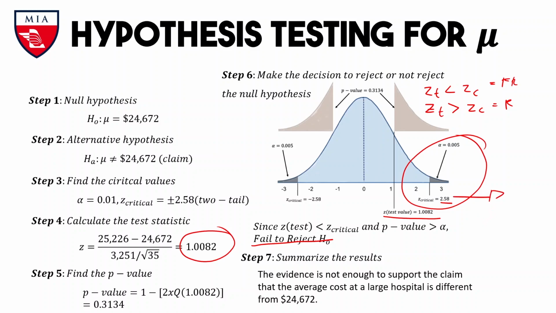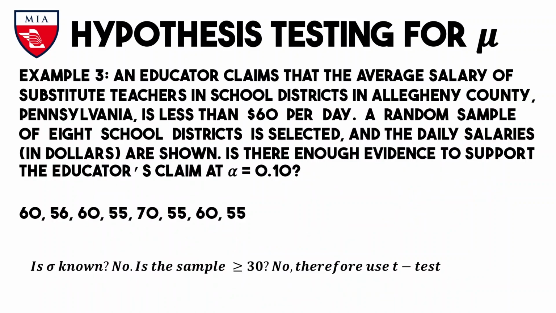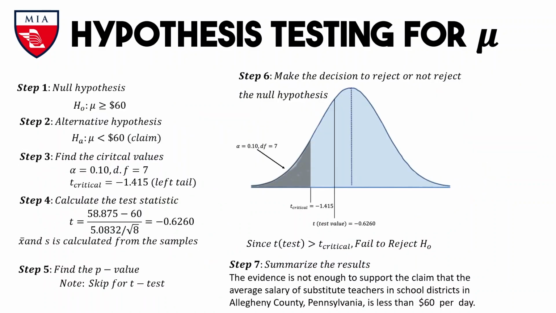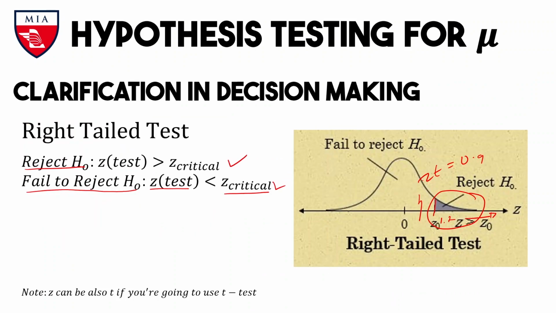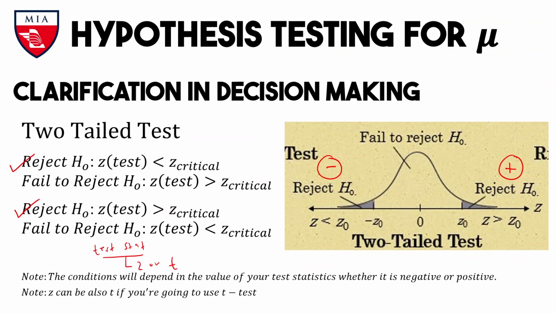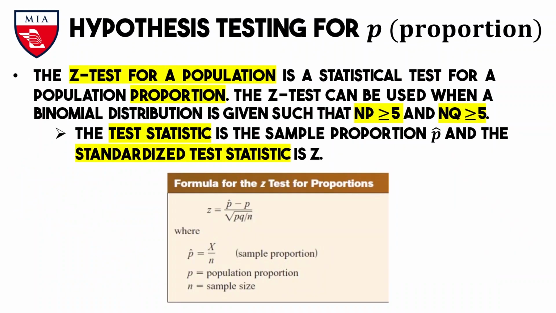Please remember how we can decide whether to fail to reject or reject a certain hypothesis, the null hypothesis. I think it's clear now. So now we will continue our lesson for module 3.1. The next lesson is hypothesis testing for the proportion.